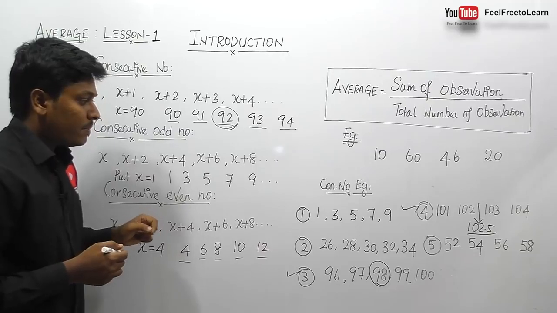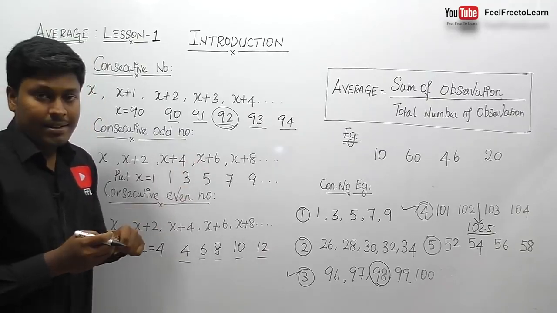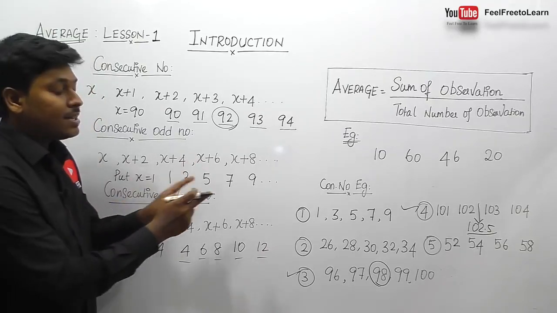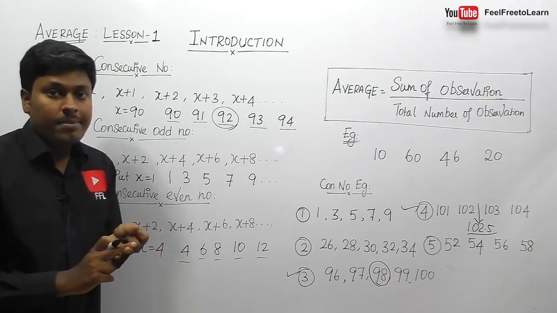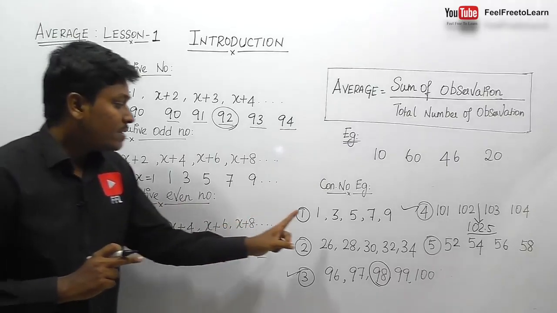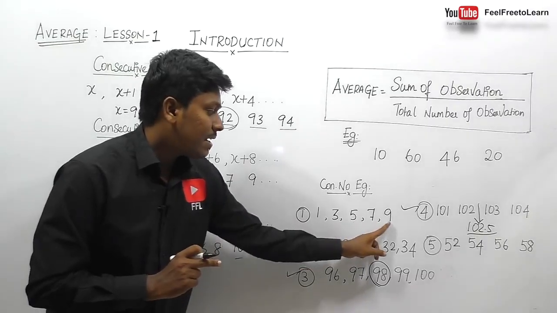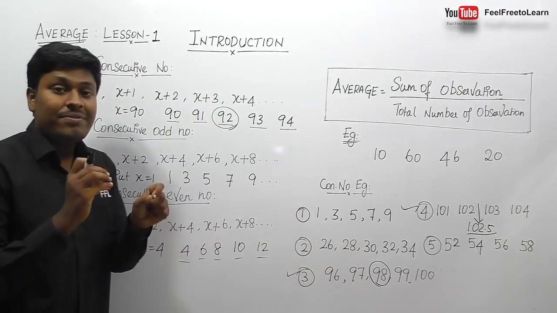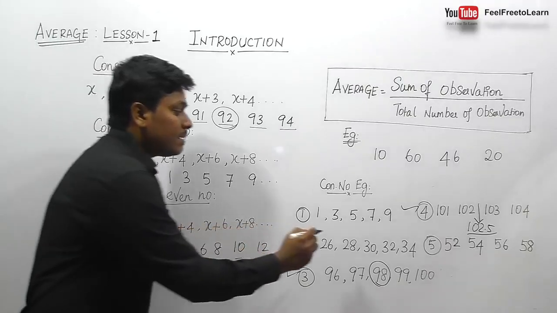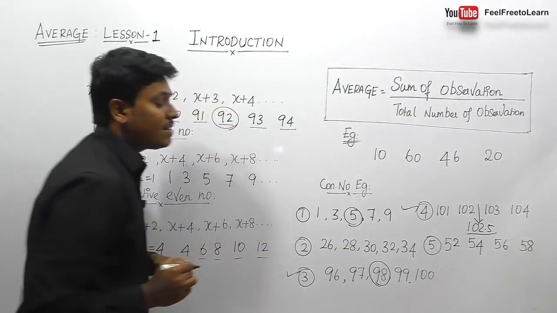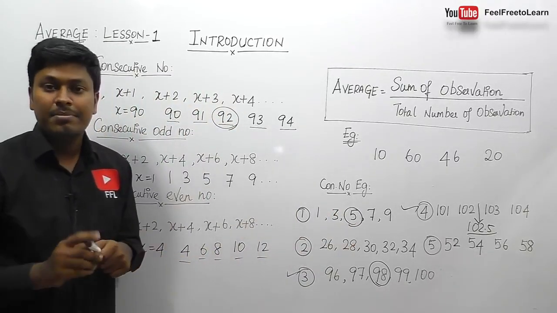Similarly, let me take an example. Example number 1: 1, 3, 5, 7, 9. First of all, we need to check whether it is a consecutive number, consecutive odd number or consecutive even number, right? 1, 3, 5, 7, 9 is a series of consecutive odd numbers. If it is consecutive odd numbers, then the center number will be its average. So 5 will be the average for example number 1.